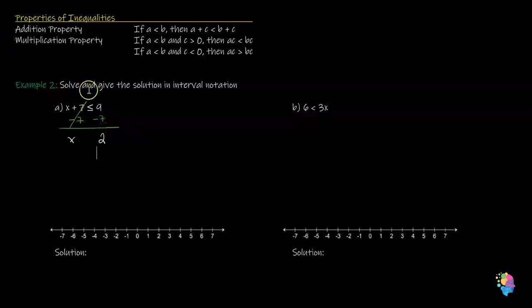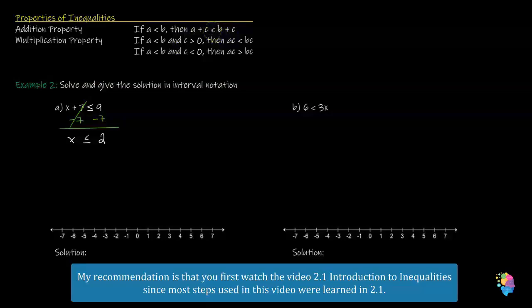Now we look at the inequality. Since I am adding or subtracting, the inequality is not going to change. So we're going to leave it be. So what does this mean? Well, remember this symbol means less than, and we do include the 2 because of this little line down here.